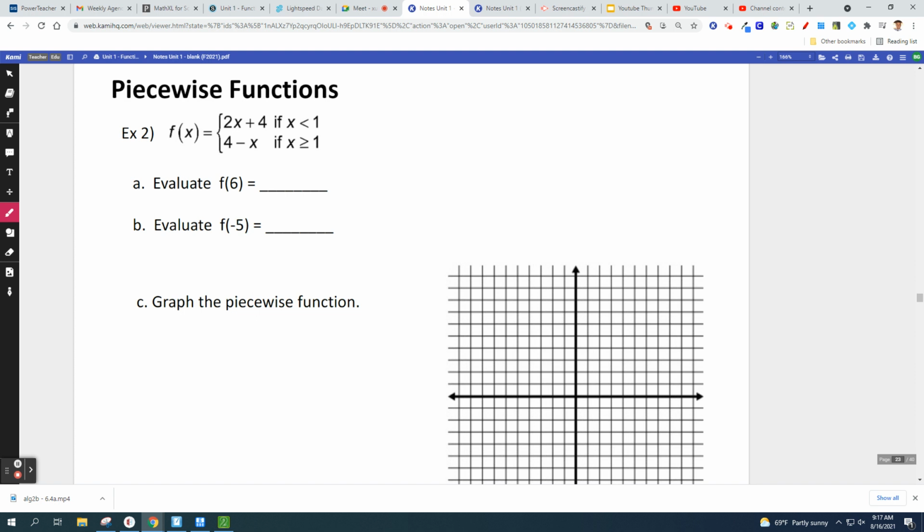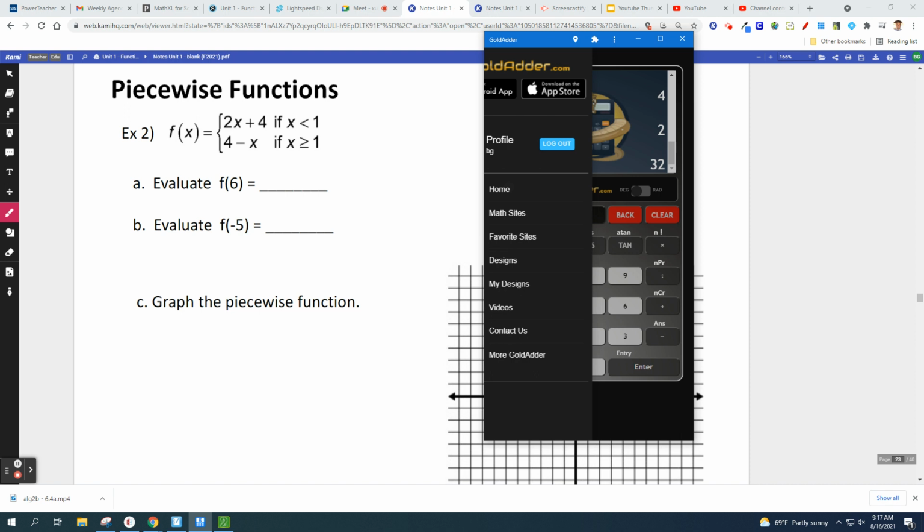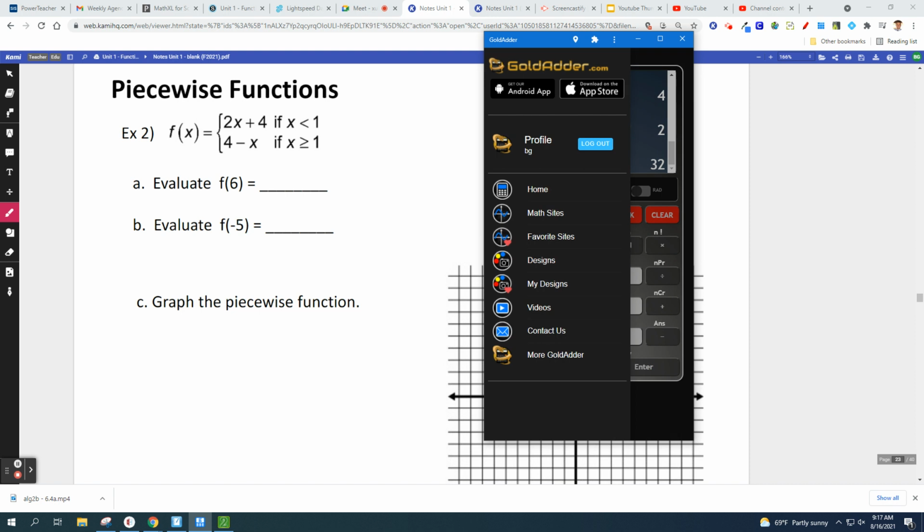Now we talk about piecewise. And for some reason, piecewise functions kind of blow people's minds. I want you to get out Desmos. I think Desmos will really help if we can graph what this thing looks like. Okay, so get out Desmos. If you need to go through Goldadder, do that. It's easier for me, so I don't have to type it.